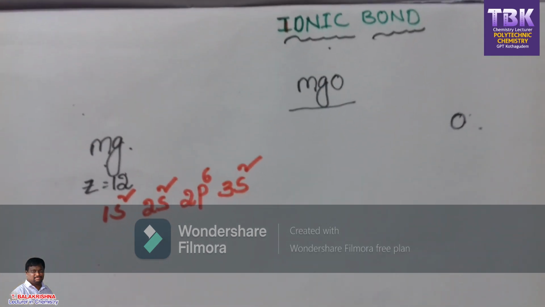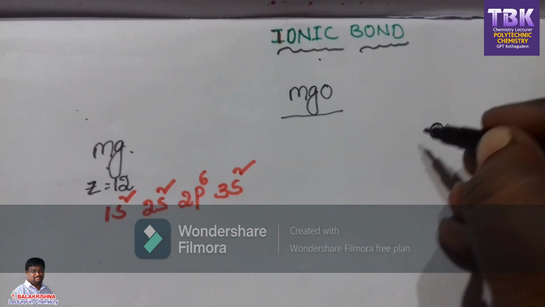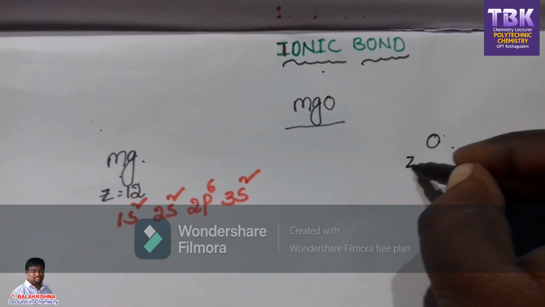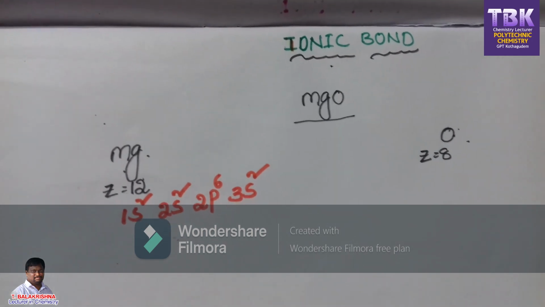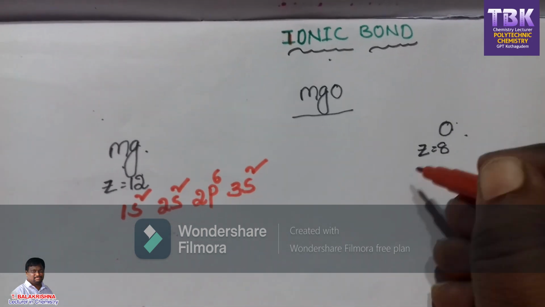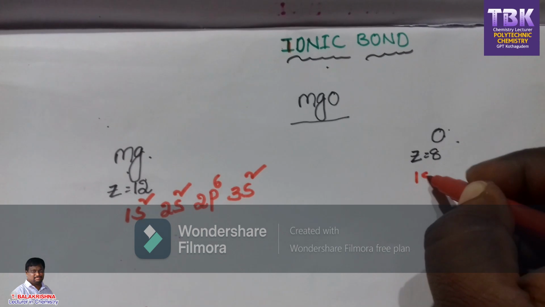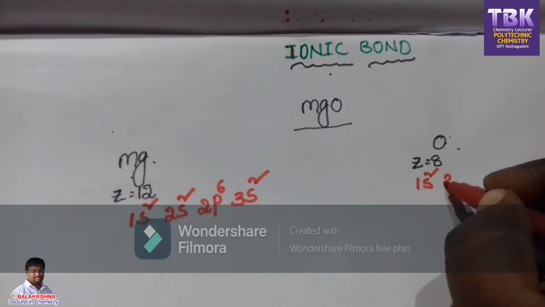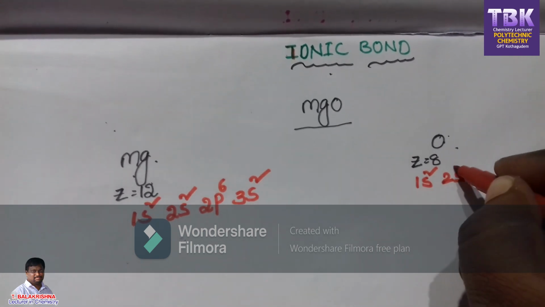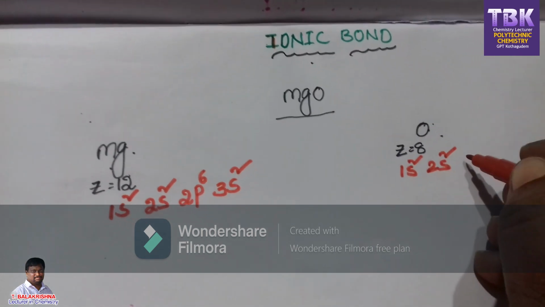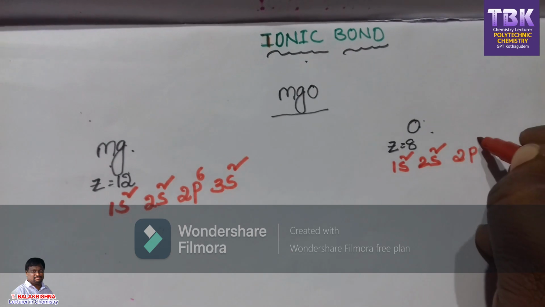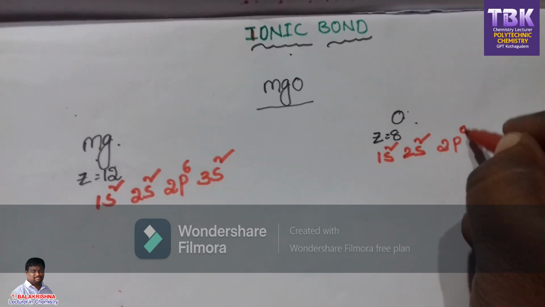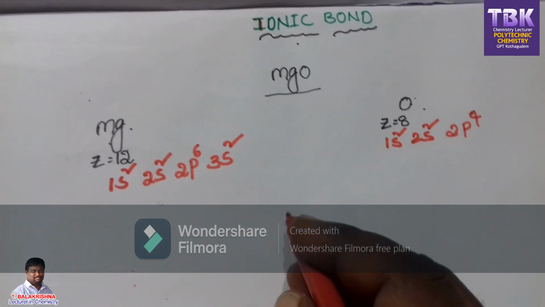Come to the oxygen. Oxygen atomic number is 8, that is equal to 8 electrons. What is the electron configuration? 1s2, 2s2 and 2p4. 2p4. Is it clear? Right.